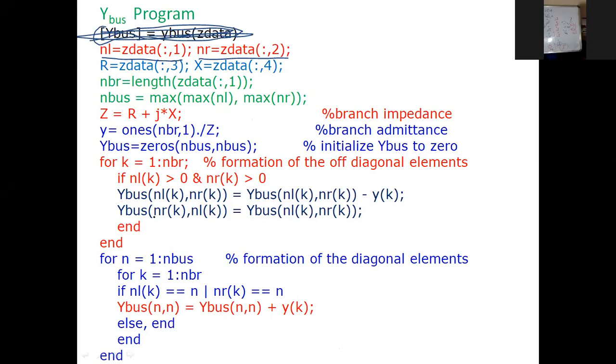The third column in the matrix I have given is resistance. Is it right? Yes, sir. The fourth column is reactance data in per unit. Is it right?